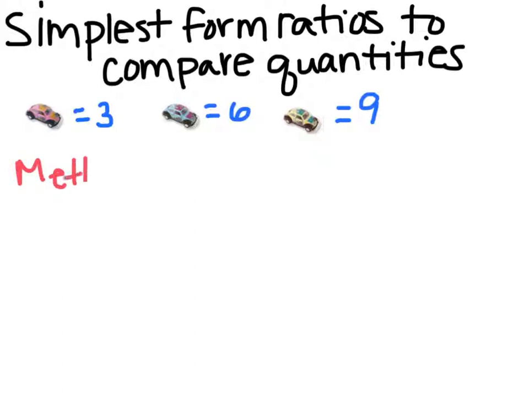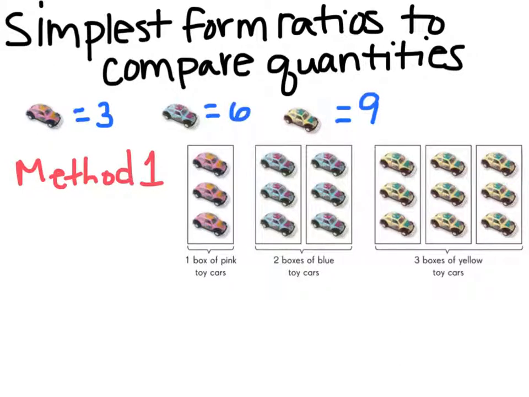Method 1 involves visualizing placing our cars into boxes by the greatest common factor. Because our greatest common factor is 3, we'll place 3 cars into each box or group. So we have 1 group of pink cars, 2 groups of blue cars, and 3 groups of yellow cars, making our ratio 1 to 2 to 3. So Bernice purchased a ratio of cars, 1 pink, 2 blue, 3 yellow.